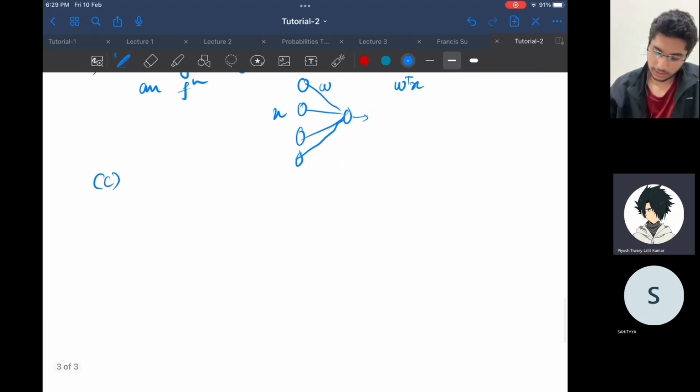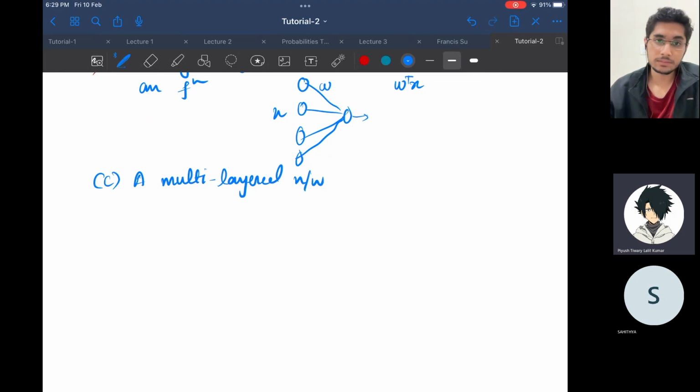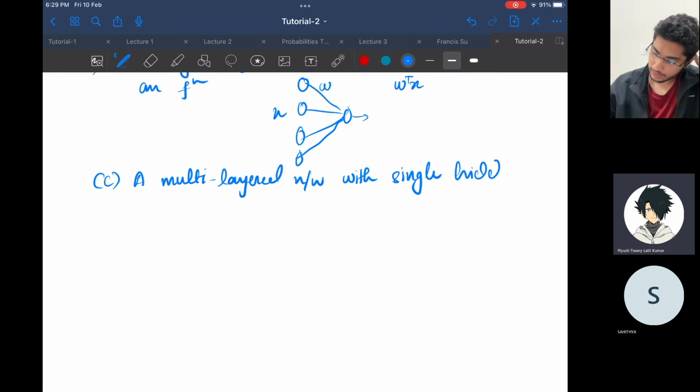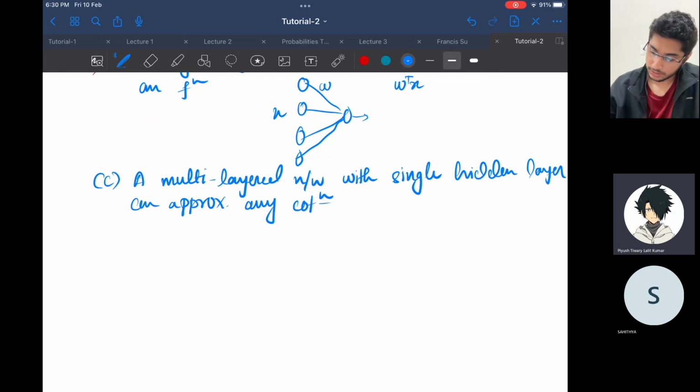Coming to the third option: a multi-layered network of neurons with a single hidden layer can approximate any continuous function to the desired precision.